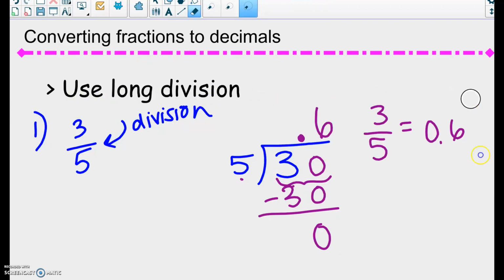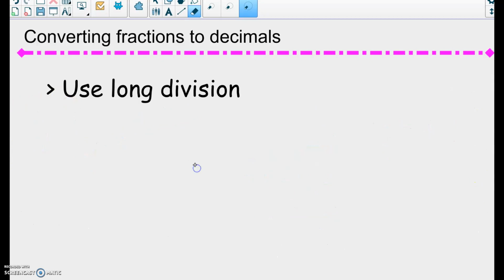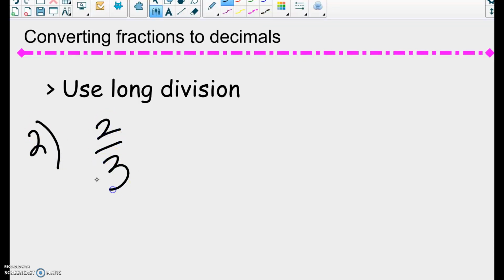Let's do another example for perhaps a non-terminating decimal. So let's try converting 2/3 to a decimal using the same method. Again, I would rewrite this as 2 divided by 3 and ask myself, does 3 go into 2? No, it does not. So I add a decimal, add a 0. Does 3 go into 20? Yes, it does. 3 goes into 20 6 times.